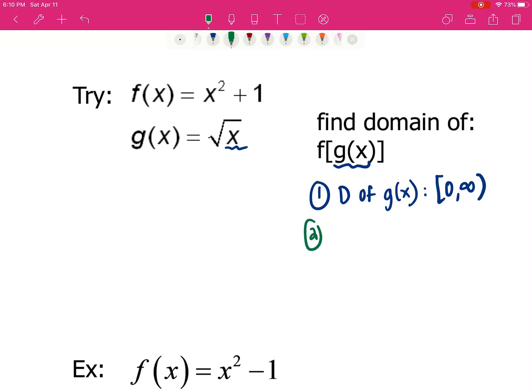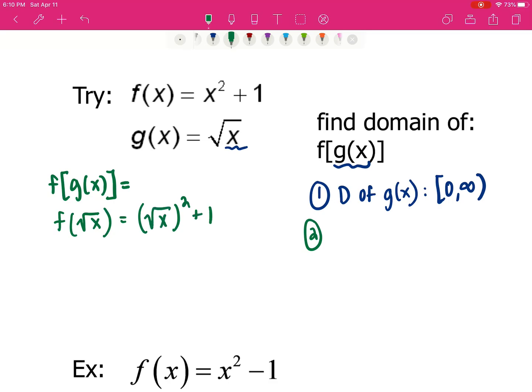Then step 2. Well, what is f of g of x? F of g of x is the same thing as f of the square root of x. So I'm going to have the square root of x squared plus 1, which is just x plus 1. Well, the domain of f of g of x, or the result of f of g of x, right? The result of that is all real numbers. So it's negative infinity to positive infinity.